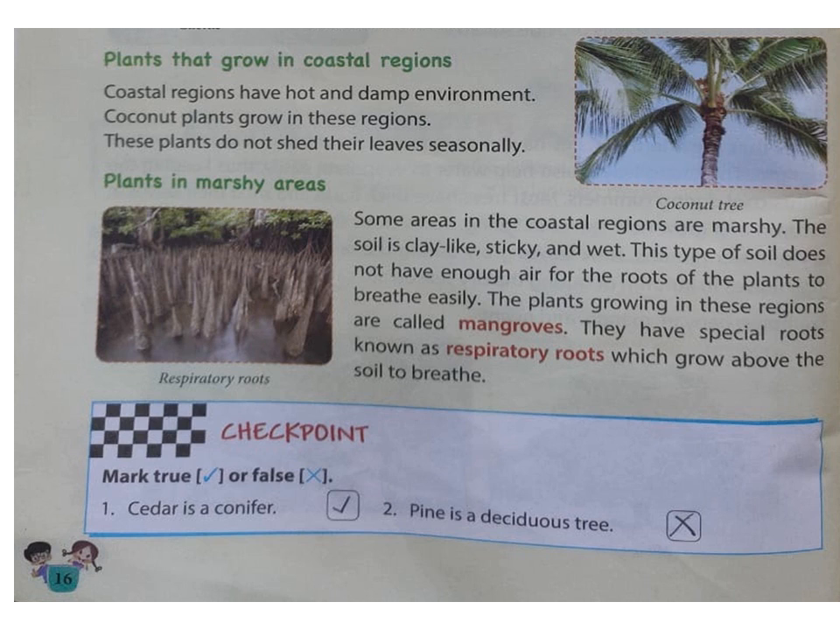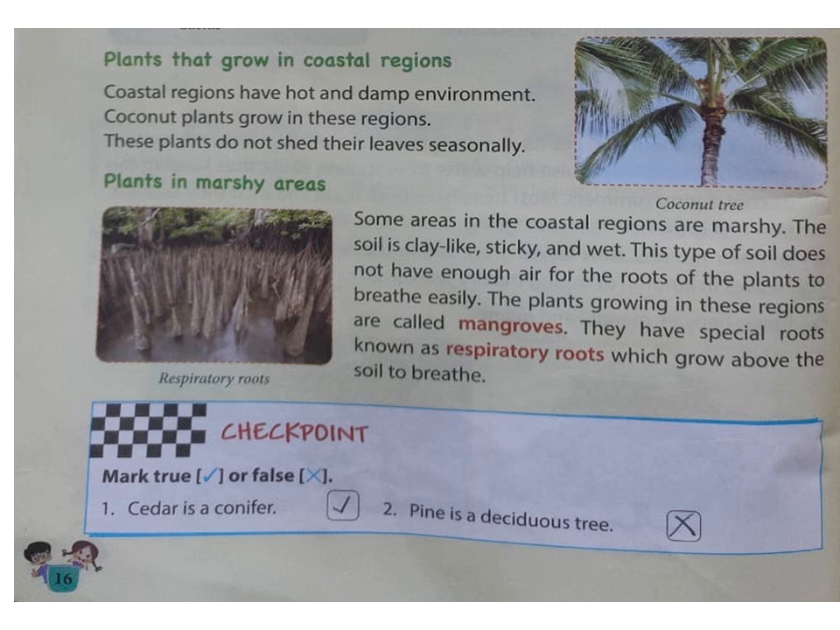Some areas in the coastal regions are marshy. The soil is clay-like, sticky and wet. This type of soil does not have enough air for the roots of the plants to breathe easily. The plants growing in these regions are called mangroves. They have special roots known as respiratory roots which grow above the soil to breathe.